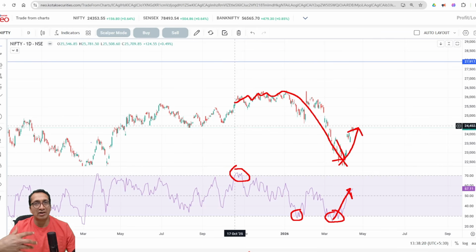There are some advanced concepts regarding RSI also, and how to use it more precisely, so that we are going to cover in our premium session.